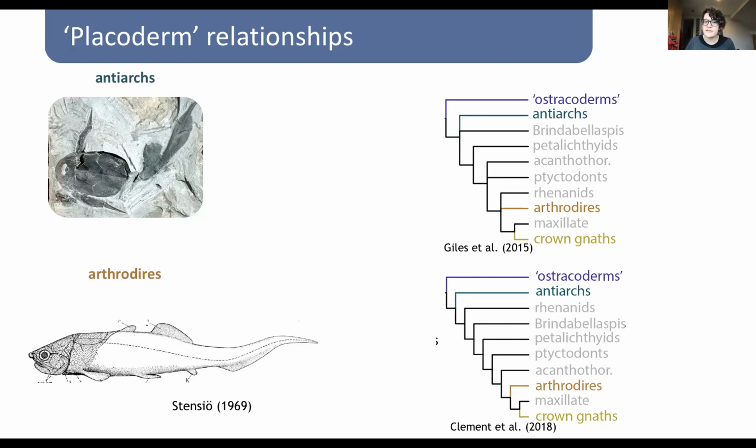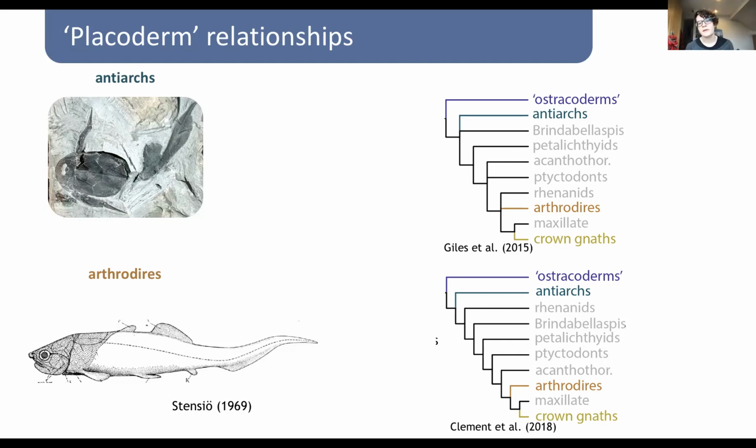And the implication of this is that arthrodires are thought to be more similar to and more representative of the earliest relatives of living jawed fishes. So you might be wondering why we care about these arcane groups of fish and whether they're monophyletic, or whether they're a group, or what the relationships are.